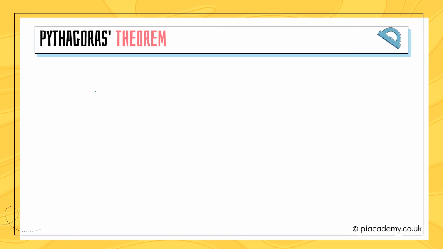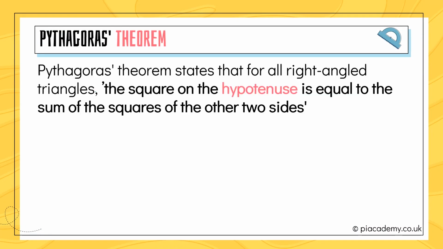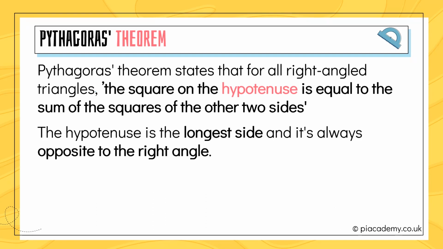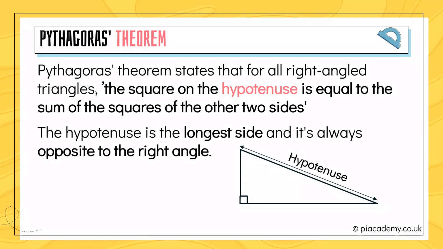After understanding about inequality in detail, let us discuss one of the famous theorems in mathematics, which is the Pythagoras Theorem. This theorem states that for all right-angled triangles, the square of the hypotenuse is equal to the sum of the squares of the other two sides. The hypotenuse is the longest side and it's always opposite to the right angle as shown in this diagram. Let us see this statement with the help of algebra.